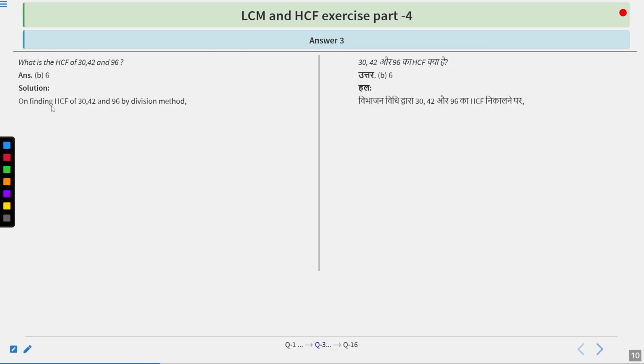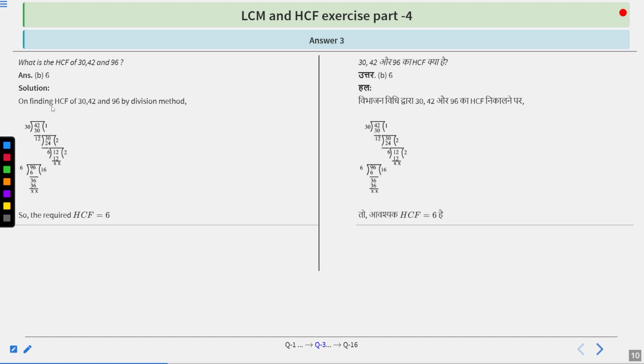Now we are going to use the division method to find the HCF this time. First of all, we can take any two numbers. Suppose we take 30 and 42. Then we start dividing 42 by 30. 30 into 1 is 30, remainder is 12. And again, we divide the divisor of the first step by the remainder. So 30 divided by 12. 12 into 2 is 24, remainder is 6.